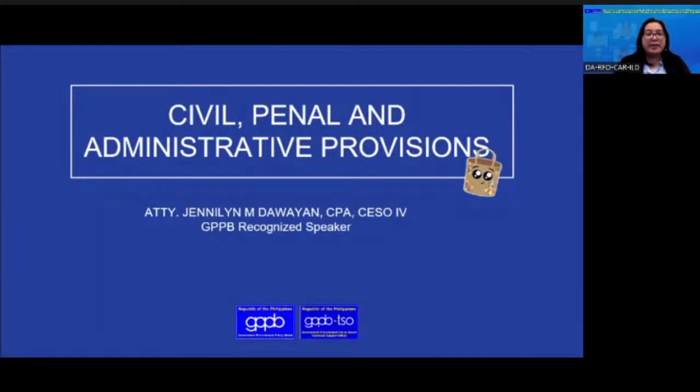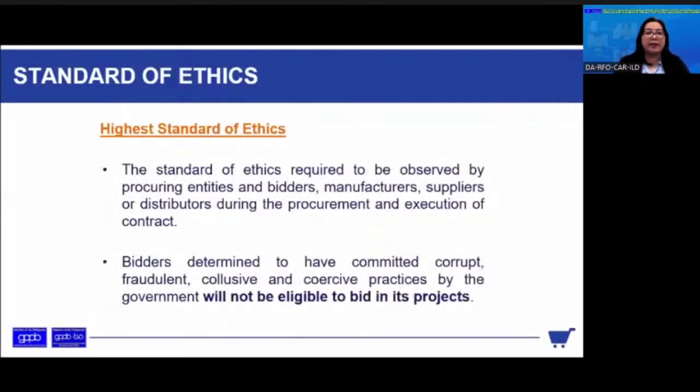So there is a certain standard of ethics that government officials will have to comply with, or will have to observe, in relation to their duties as procurement practitioners. And not only our members of the procuring entities or procurement organizations are required to observe the highest standard of ethics, but also bidders, manufacturers, suppliers, or distributors during the procurement or at the procurement stage, and of course during the execution of the contract.